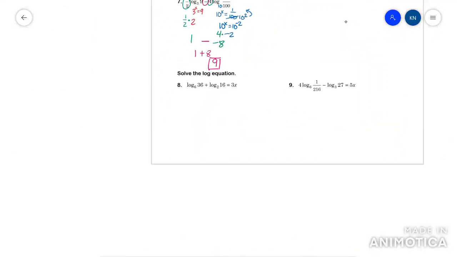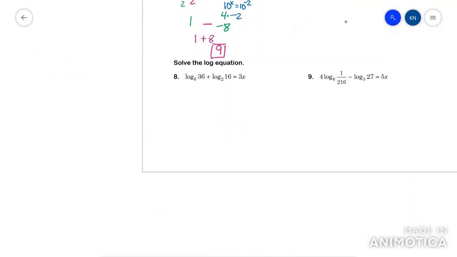All right, and then these last ones we have to solve. So this isn't that bad either. Basically, evaluate this first part. You would get 6 to the x equals 36. So that part is 2. And then evaluate the second part. That's 2 to the x equals 16. Well, 16 is 2 to the 4th, so that's 4. So you end up with 2 plus 4 equals 3x. Now you can just go solve it. 6 equals 3x. Divide by 3. X equals 2.